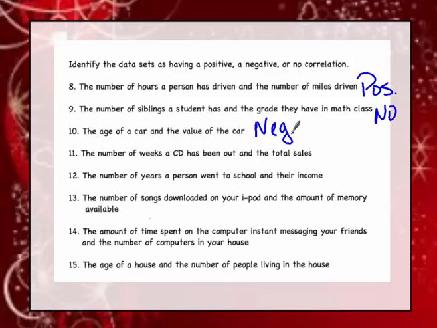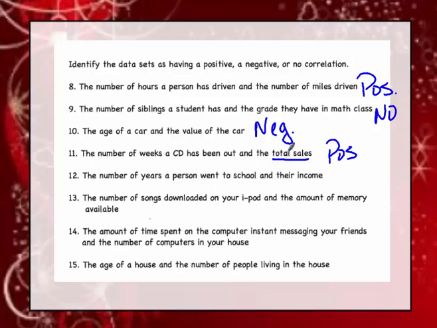The number of weeks a CD has been out and the total sales. Okay, so if it's a real popular CD, kind of like the downloads that we do nowadays, this is a dated question, but a CD is just music. So if it's a popular CD, as the number of weeks increase, so do the total sales. So this would be a positive relationship. Now, if we talked about weekly sales, then that would be something different, but this one does talk about total sales.